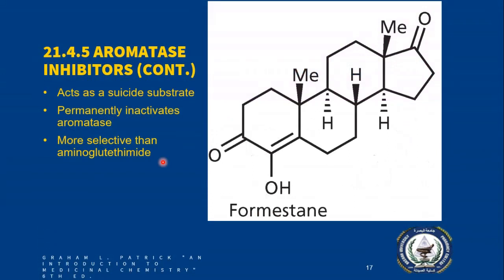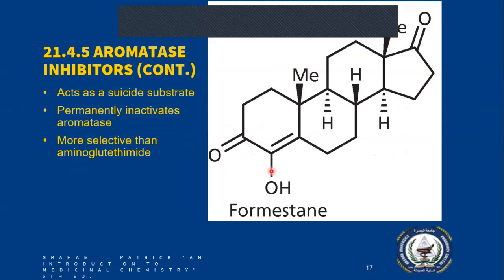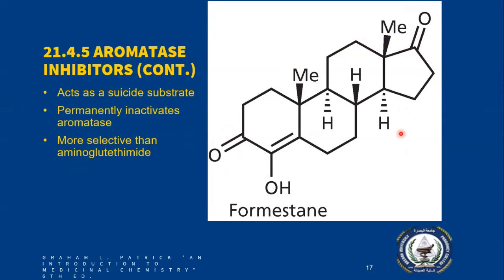Other inhibitors of aromatase, as we said, we have the reversible and we have the irreversible. The formestane acts as a suicide substrate. It has the steroid nucleus. Okay, so it acts as a suicide substrate for the aromatase enzyme. It permanently inactivates the enzyme and it is more selective than the aminoglutethimide. Okay.